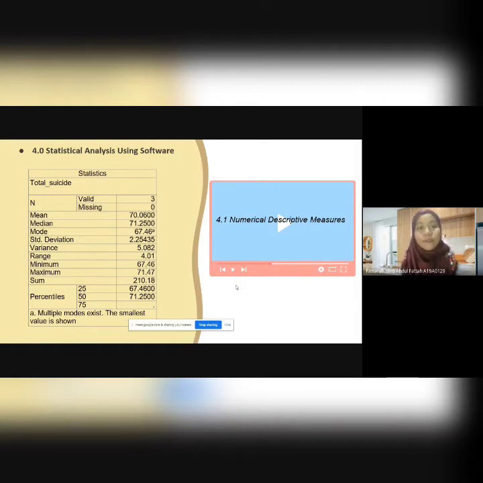So for 4.1, numerical descriptive measure, SPSS shows the number of suicide deaths in the United States from 2016 to 2018. For mean, we get 70.06, median is 71.25, and mode 67.46. Besides that, the standard deviation shows 2.25 with the range 4.01. The shape of distribution of the number of suicide deaths in three years shows that it is skewed to the right because mean is more than median, and median is more than mode.